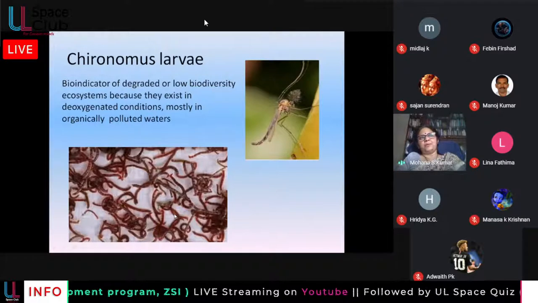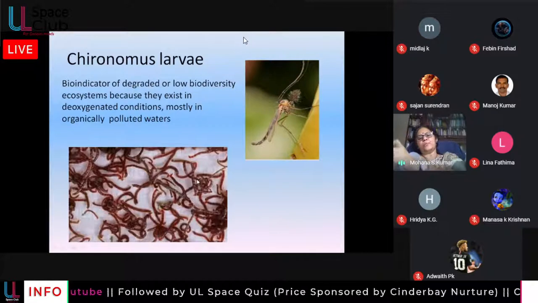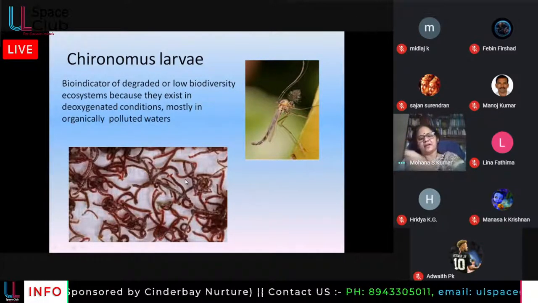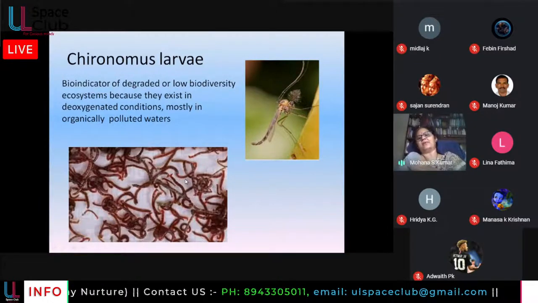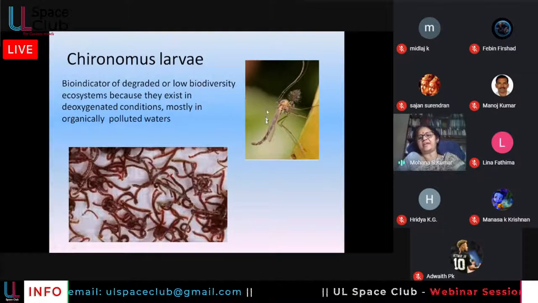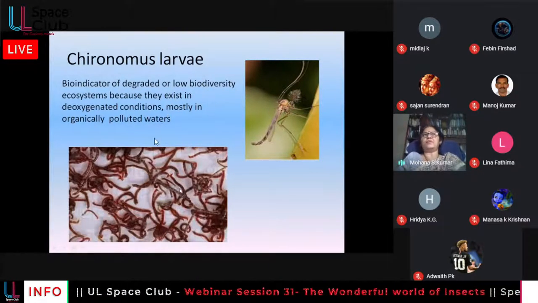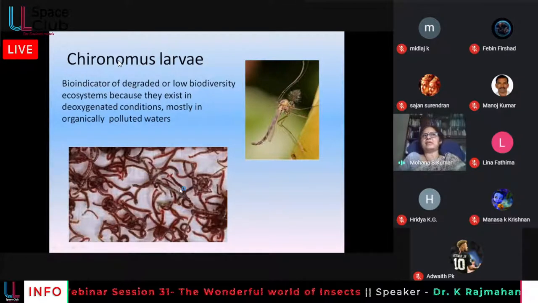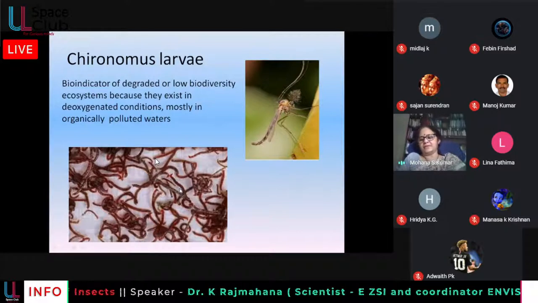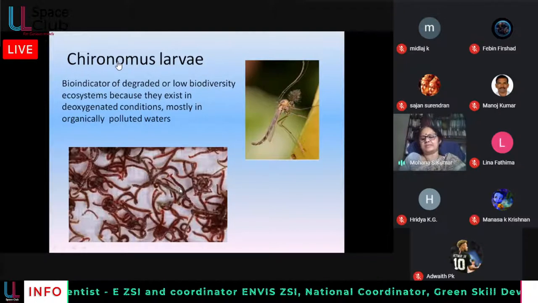In the same way, people in the cities will be familiar with this. When you open the tap water, sometimes some reddish thread-like structures come along with the water. They are actually chironomid larvae of a fly, a mosquito-like fly. If you find them, surely the water is polluted from some septic tanks nearby. Your drinking water is polluted. 100%, you don't need to do any further test. Organic waste pollution is there.